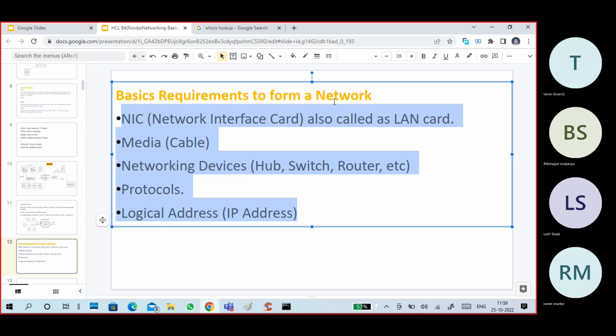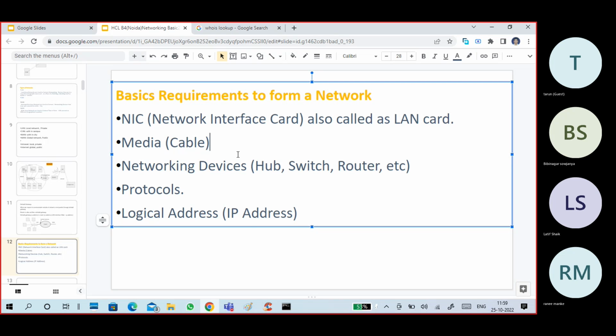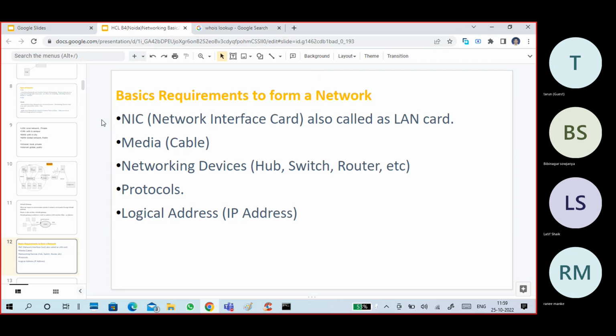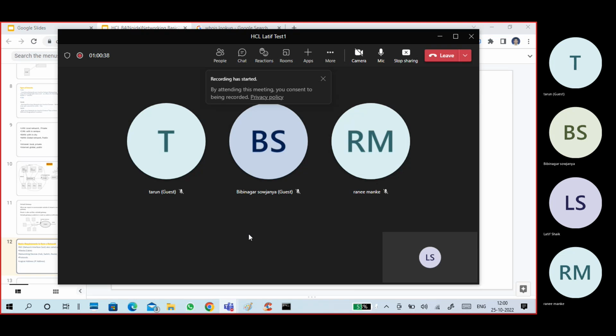Next, what are the basic requirements to form a network? A NIC, cables, networking devices, protocols, and logical addresses. We will discuss these afterwards. First, we'll start with what is a NIC, what is a LAN card, what is an Ethernet card. We'll go one by one: NIC, then media, then devices. Take a break, guys, 10-15 minutes, okay?